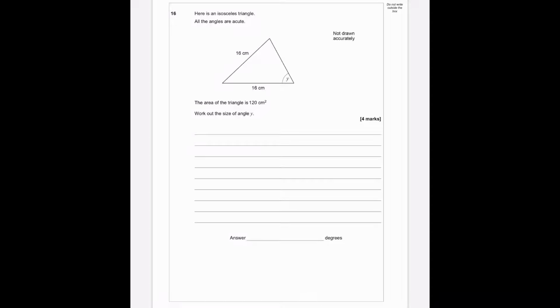Question 16. We've got ourselves an isosceles triangle. Well, the two base angles on an isosceles triangle will be the same, so I can draw myself an extra y in there. We know that the area of the triangle is 120 centimeters squared, so I'm going to use a half AB sine C.